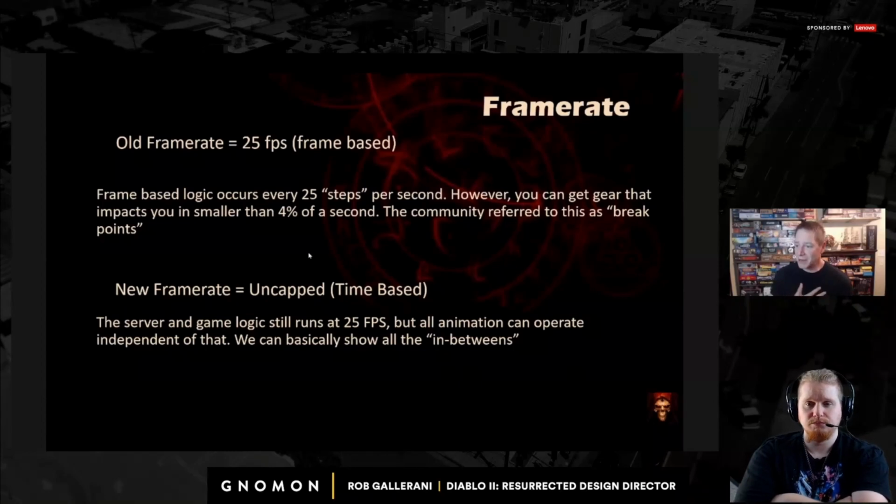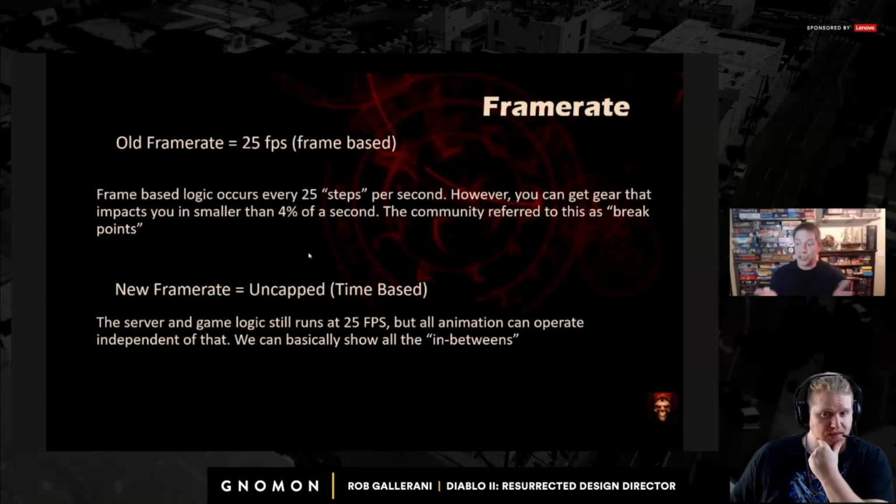Well, here's the thing. In a modern game, if I have some godly machine, I want to let my fans run this game at 120 frames per second if they want, basically uncapped frame rate. So how do you do that, right? So the change we made is the server and the game logic still runs at 25 frames per second, but all of our animations can operate fully independent of that.